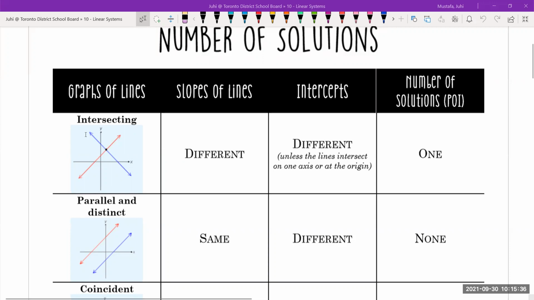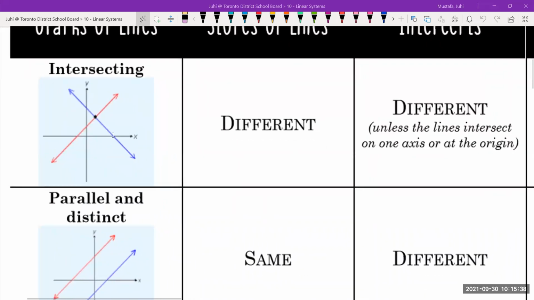I want you guys to notice that for intersecting lines, are the slopes the same for those, or are they different? Yeah, they're going to be different. They're not going to be the same. They're going to be whatever they are. They don't even have to be perpendicular. It can literally be anything.